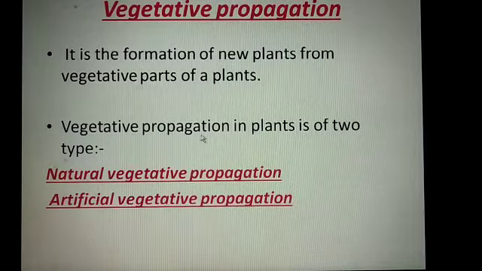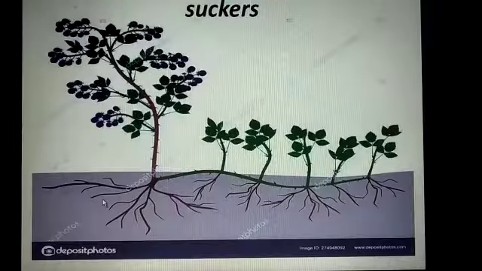Vegetative propagation in plants is of two types: natural vegetative propagation and artificial vegetative propagation. First of all, we discuss natural vegetative propagation. Here you see that lateral branches arise from this aerial shoot, move horizontally in the soil and produce so many small aerial shoots. When this branch breaks, every aerial shoot becomes independent and forms a new plant. This is the example of suckers: mint.